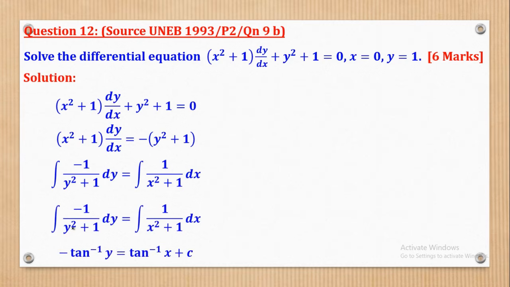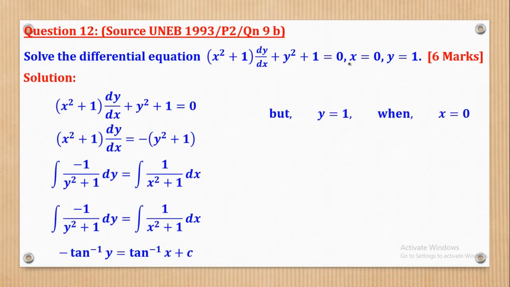So when I integrate, I'll come up with negative arctan y this side, and here it will be arctan x plus the constant of integration. So this is a standard integral, and it gives you arctan y, and this is also a standard integral, it gives you arctan x.